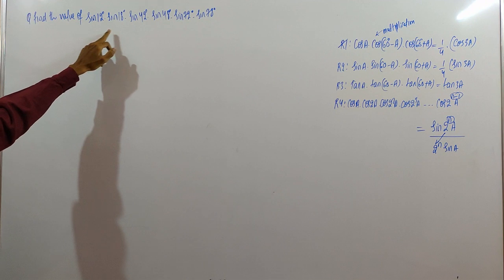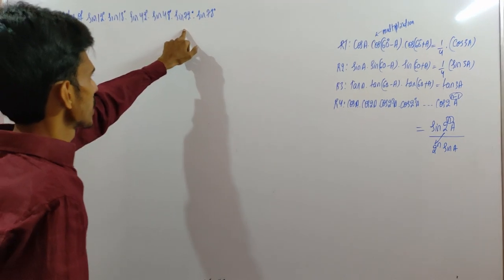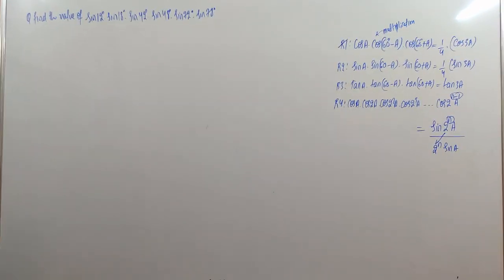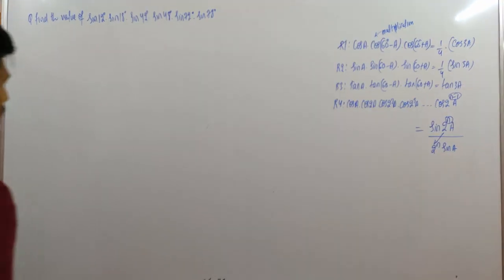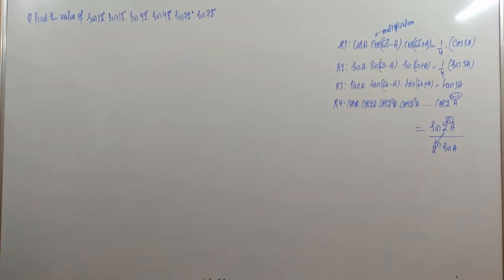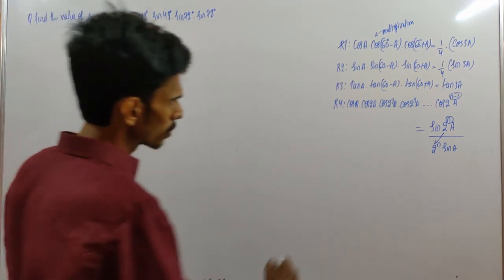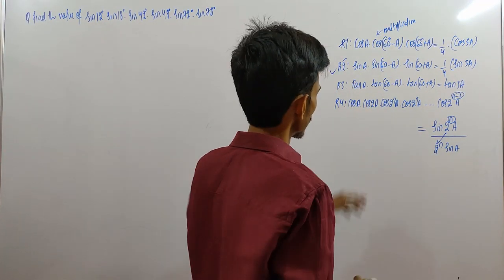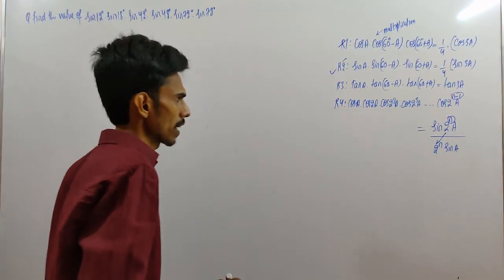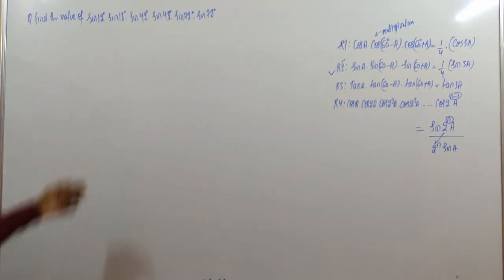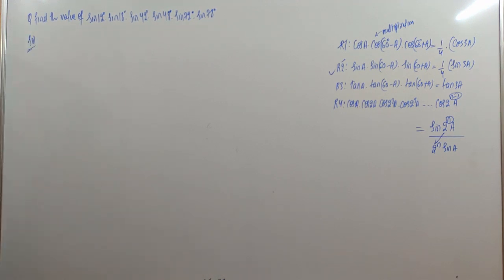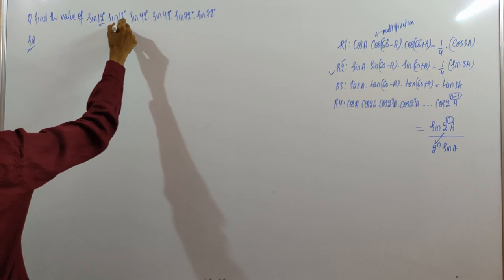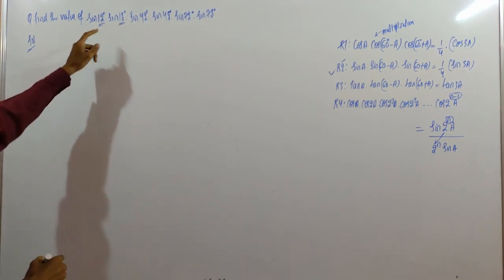Find the value of sine 12, sine 18, sine 42, sine 48, sine 72, sine 78. We have 1, 2, 3, 4, 5, 6: 6 sine terms in multiplication. For 3 terms, we have this relation: sine A, sine(60 minus A), sine(60 plus A). We have 6 terms here, so we will make 2 series. Here the least values are 12 and 18, so let us make a series with 12.